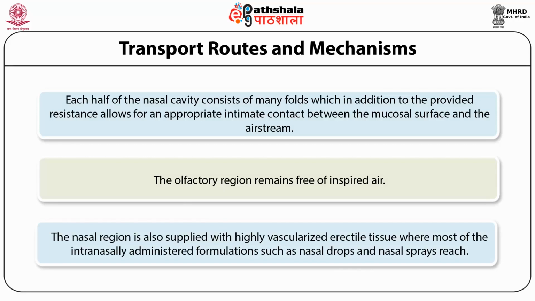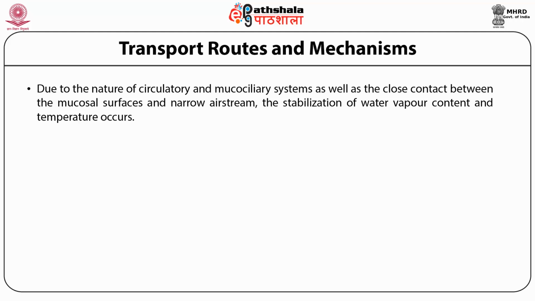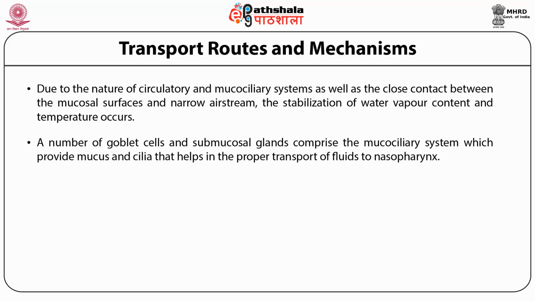The nasal region is also supplied with highly vascularized erectile tissue, where most of the intranasally administered formulations such as nasal drops and nasal sprays reach. Due to the nature of circulatory and mucociliary systems, as well as the close contact between the mucosal surfaces and narrow airstream, the stabilization of water vapor content and temperature occurs. A number of goblet cells and submucosal glands comprise the mucociliary system, which provide mucus and cilia that help in the proper transport of fluids to the nasopharynx.